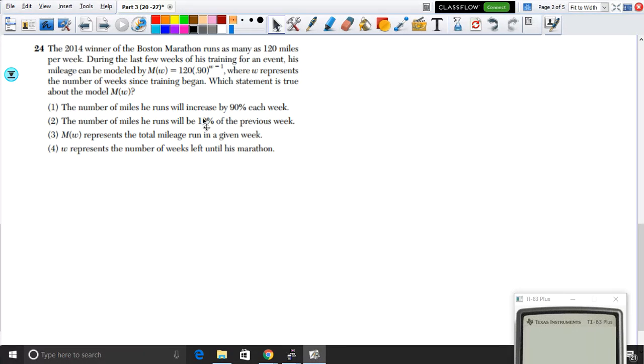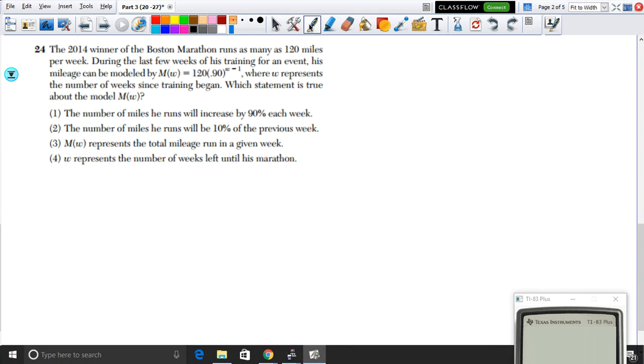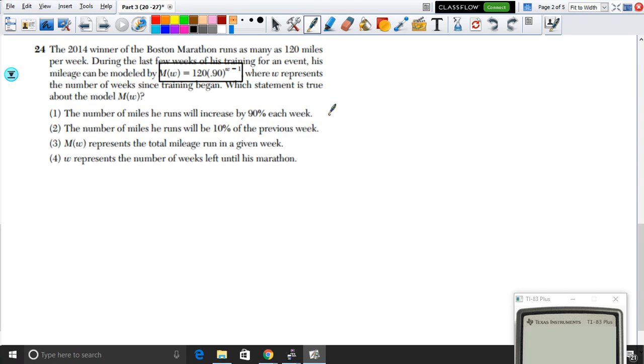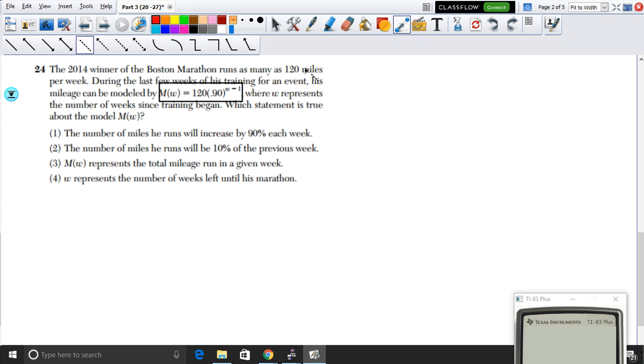Moving on, we have example 24 here. All right, let's read the following. It says, the 2014 winner of the Boston Marathon ran as many as 120 miles per week during the last few weeks of his training for an event. His mileage can be modeled as, okay, so again, we have some kind of a function here, where W represents the number of weeks since the training began.